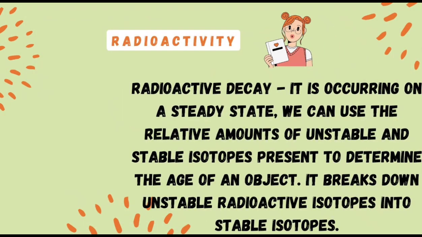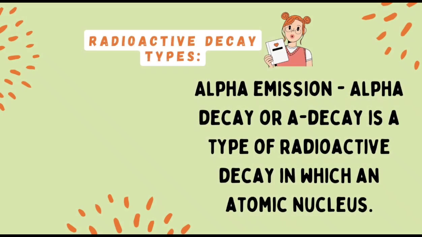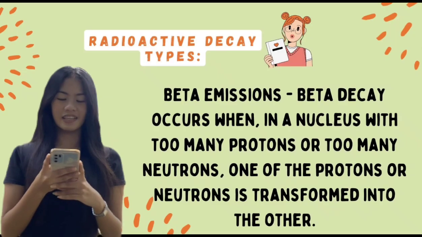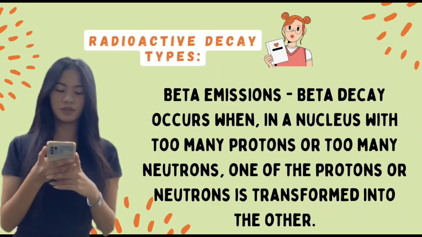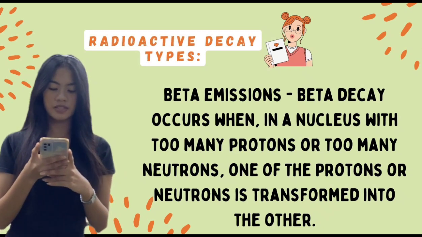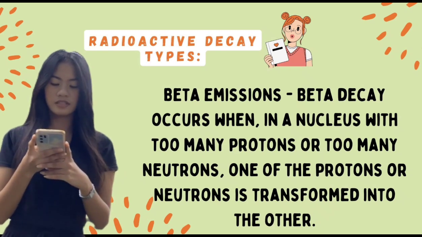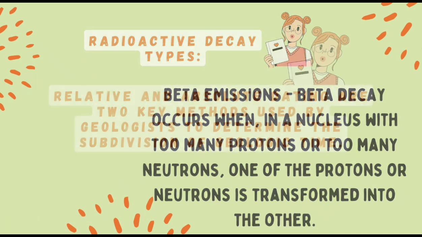Radioactive decay occurs at a steady rate. We can use the relative amount of unstable and stable isotopes present to determine the age of an object. It breaks an unstable radioactive isotope into stable isotopes. First, alpha emission. Alpha decay is a type of radioactive decay in which an atomic nucleus emits an alpha particle. Second, beta emission. Beta decay occurs when a nucleus has too many protons or too many neutrons, and one of the protons or neutrons is transformed into the other.